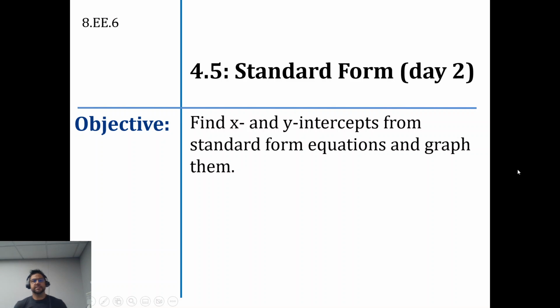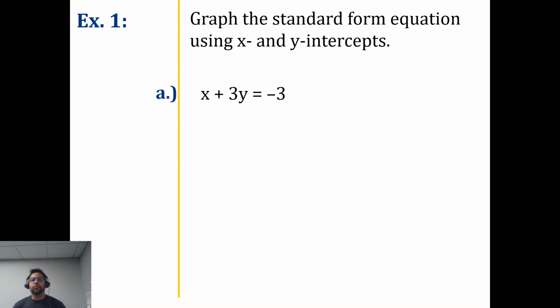All right, superstars. Today we've got a quick review refresher for your x and y intercepts. This is a great way to graph your linear equations when they are in standard form. If you remember, we've talked about making a data table and now we're talking about your x and y intercepts. It says graph the standard form equation using x and y intercepts.